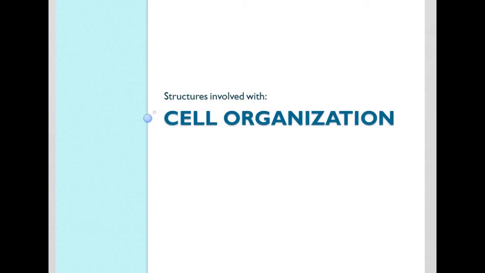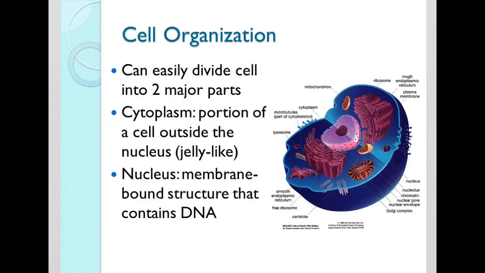Alright, this video is going to be about organelles involved with cell organization as a job. And so the cell can easily be divided into two major parts. Part number one is the cytoplasm, which is basically the portion of the cell that's outside the nucleus. It's jelly-like. The cytoplasm is made of cytosol. And so it's sort of the structure that holds all of the organelles in place and where a lot of sort of cellular interactions take place.